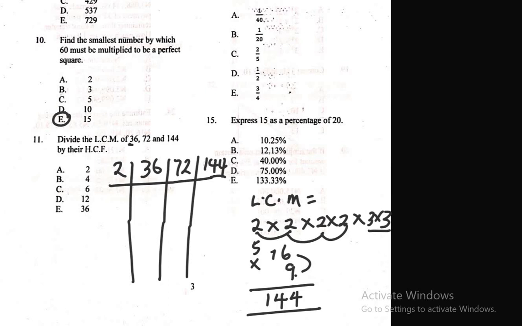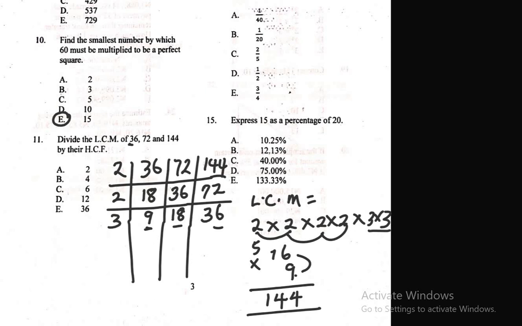Let's start with 2. 36 divided by 2 is 18. 72 divided by 2 is 36. 144 divided by 2 is 72. 2 is not done with its work, so continue. 18 divided by 2 is 9. 36 divided by 2 is 18. 72 divided by 2 is 36. Now 2 is done with its work because 9 cannot be divided by 2. So the number that can divide through all these numbers is 3.